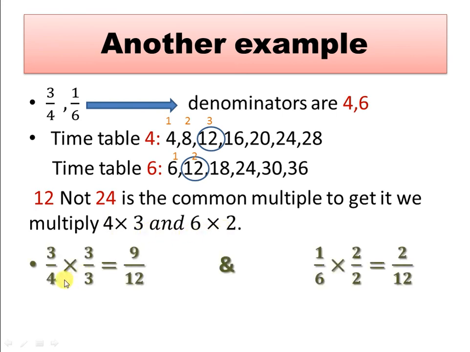Let's do that. Of course, if you have to multiply by a number, you should multiply it up and down. So 3 over 4, or 3/4, should be multiplied by 3 over 3. Multiply the numerators first. 3 times 3 is equal to 9, and 4 times 3 is equal to 12. 1/6 is multiplied by 2, up and down. Let's multiply the numerators first. 1 times 2 is equal to 2, and 6 times 2 is equal to 12. Now we have the same denominators here, 12, and here's 12.